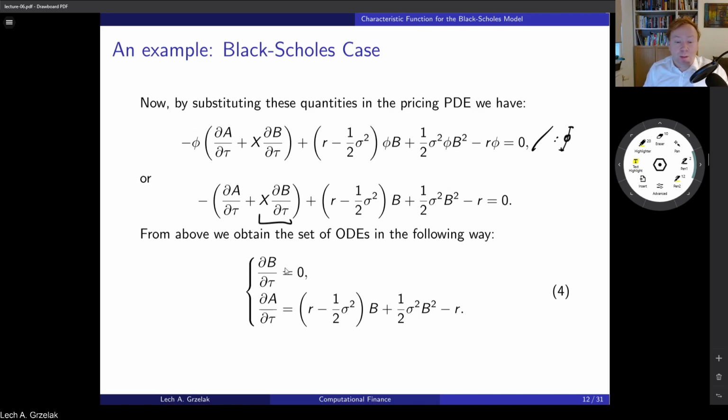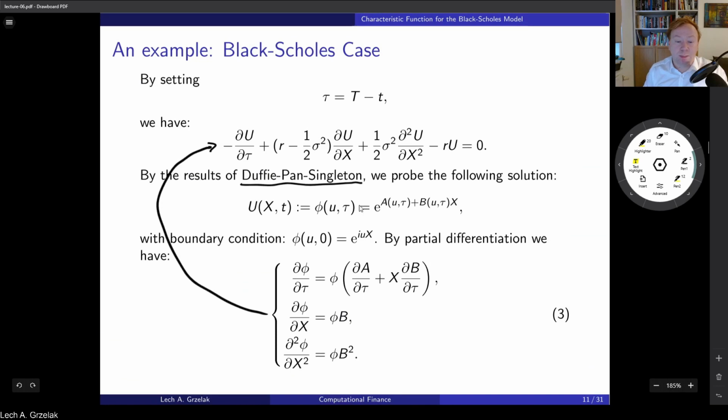So only one thing is left right now: we need to find out what the solutions are for those ordinary differential equations. Of course, for B and A, we just have to integrate using appropriate conditions. Since we know the boundary condition that we have is u, and at the final state we have e^{iux}.